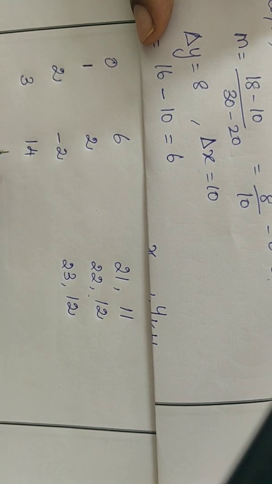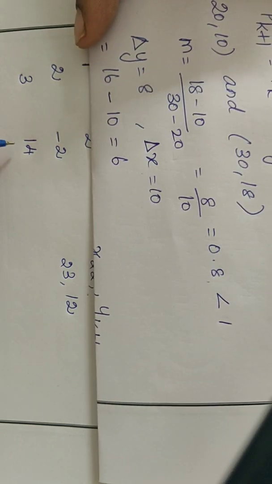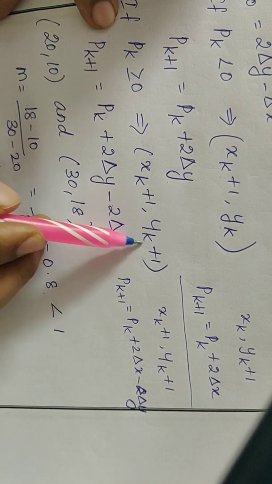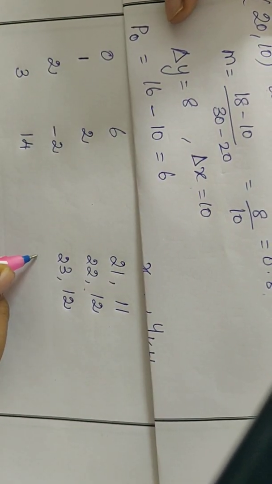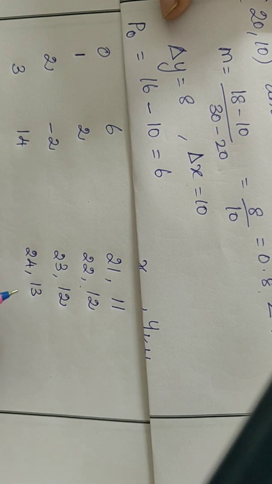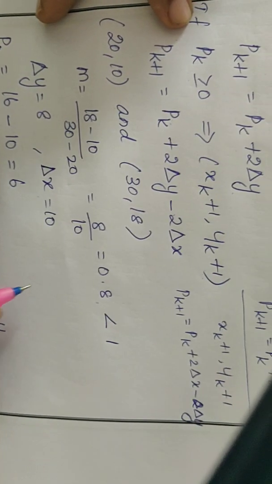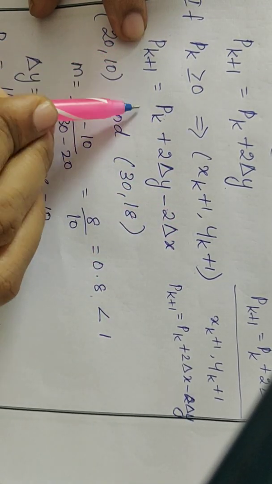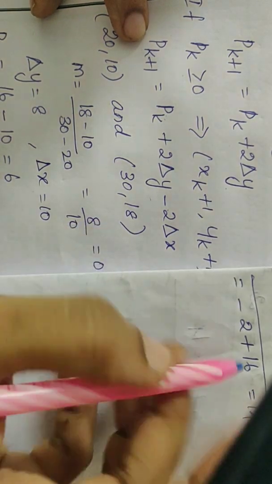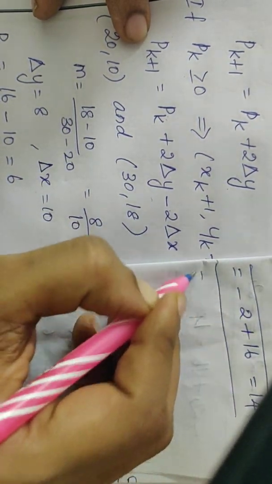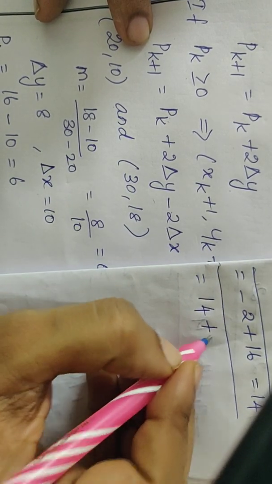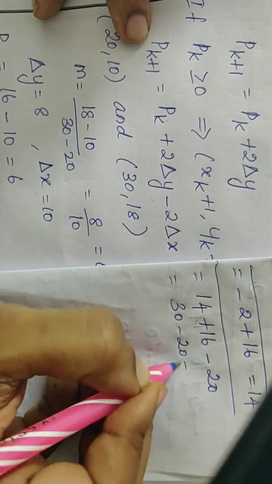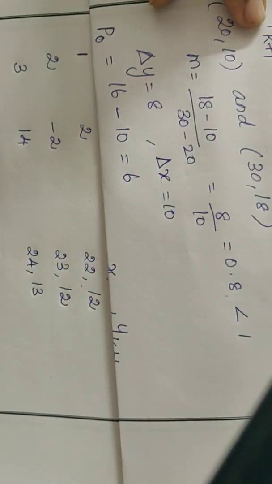Next iteration. Now what is my current pk? 14, it is greater than 0. So what should I do? It is greater than 0, so increment both. So it will be 24, 13. Now I have incremented both. Use this pk plus 1 equation and proceed. So it is 14 plus 16 minus 20, which is equal to 30 minus 20, which is equal to 10.